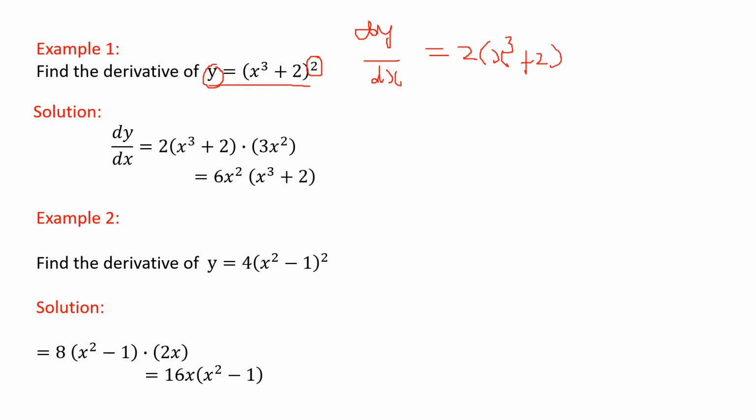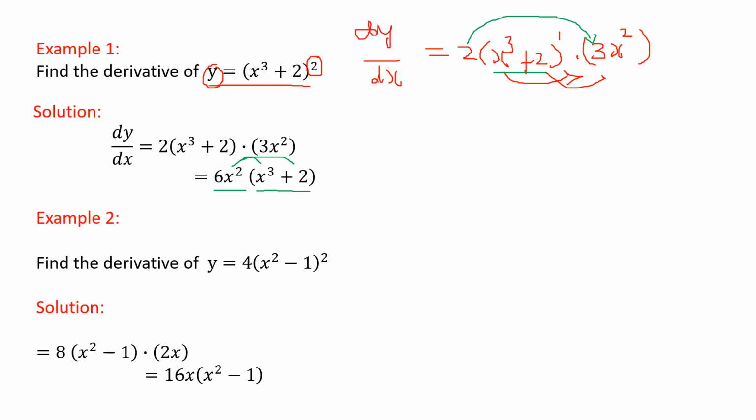Then whole power 2 minus 1, which is 1, multiplied by the derivative of the inside function. So here the derivative of x^3 will give you 3x^2. The derivative of 2 will be 0. So then I have to multiply these two values. So 2 times 3 will give you 6x^2, keeping this term here, (x^3 + 2). If you want, you can multiply this also, or you can leave it, no problem.